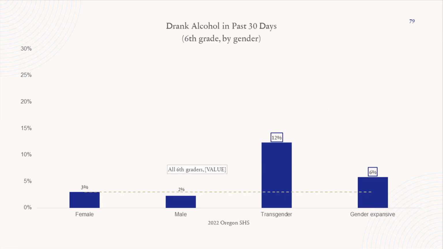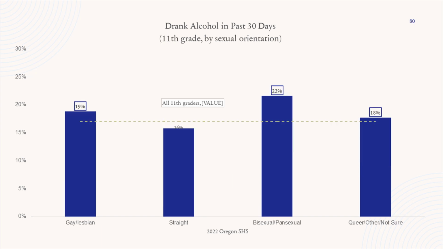And this graph shows us the state rate of 3%, which there is an issue with the slide, but the dotted line, the dashed line, is 3%. And you can see that youth identifying as transgender and gender expansive report much higher rates of drinking alcohol in the past 30 days, with transgender youth reporting 12%. And by sexual orientation among 11th graders, youth who identify as gay, lesbian, bisexual, pansexual, and queer also report higher rates of drinking alcohol in the past 30 days when compared to the state rate, which you see as that dashed line.